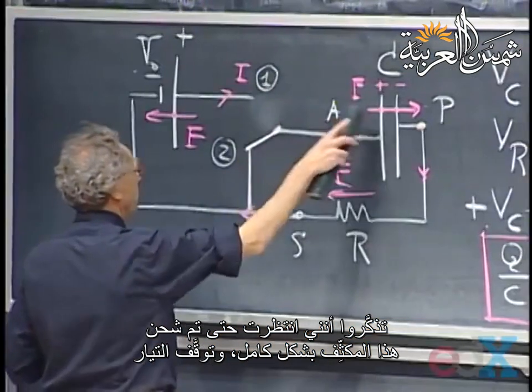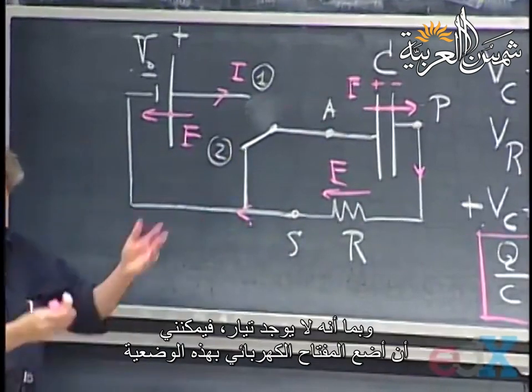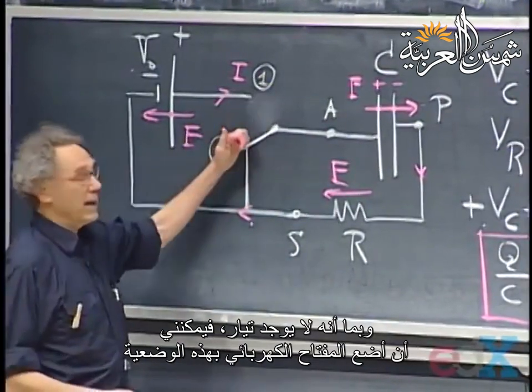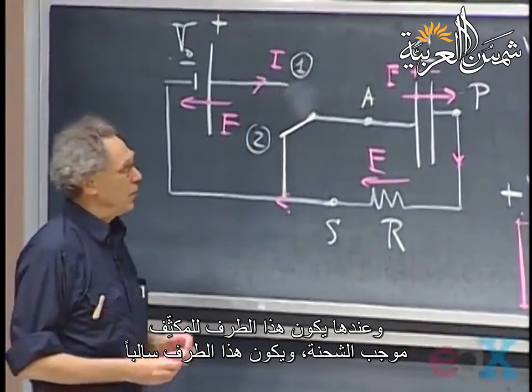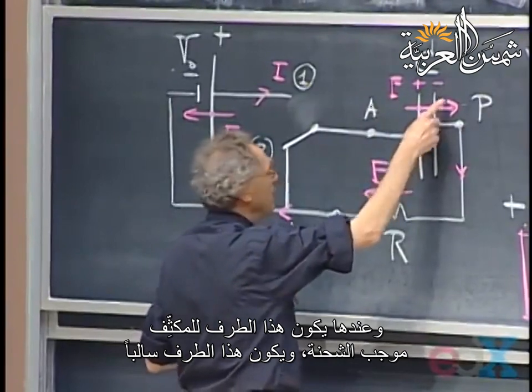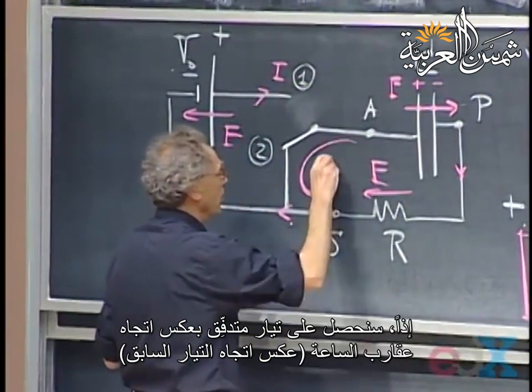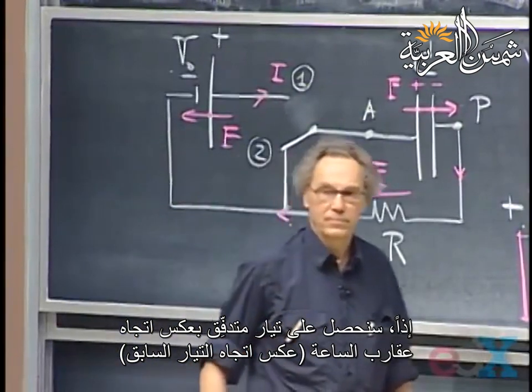Remember, I waited until this capacitor was fully charged. There was no current running. And so when no current was running, I can quietly take the switch and put it in this position. And what is going to happen now is, of course, this side is positively charged and this is negatively charged. So now you're going to get a current which is going to run counterclockwise, in the opposite direction.